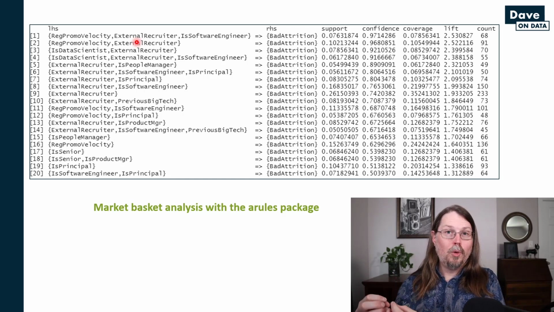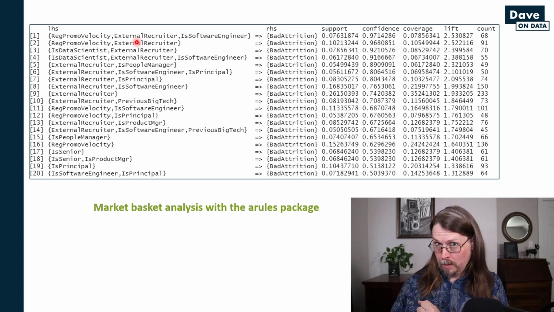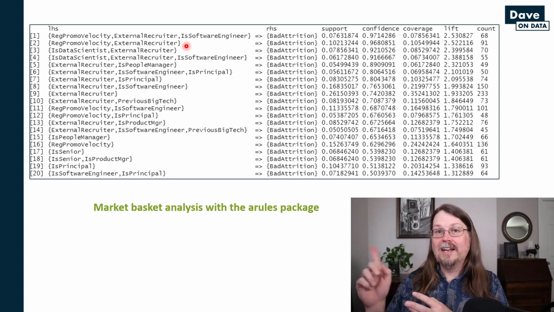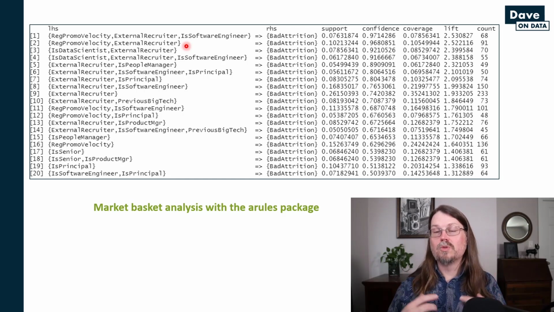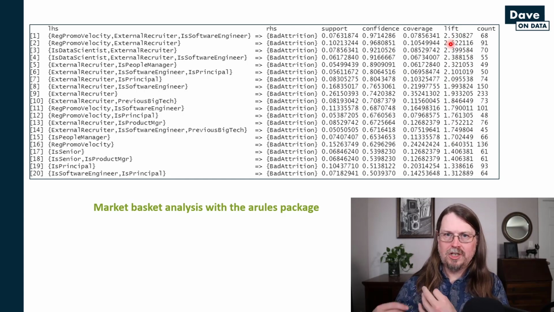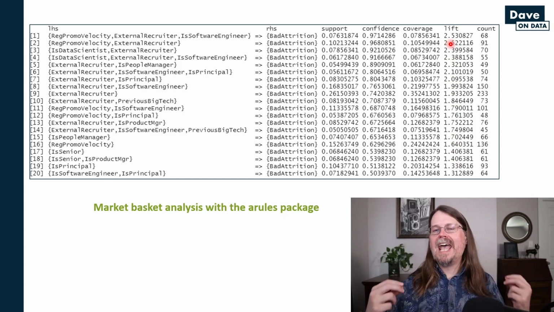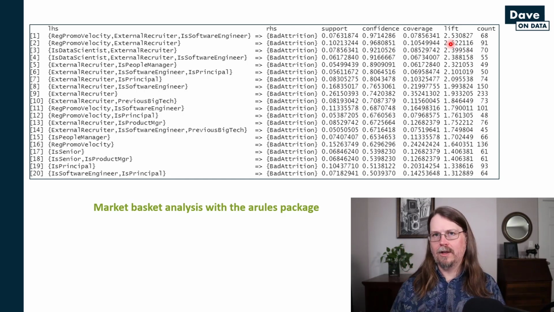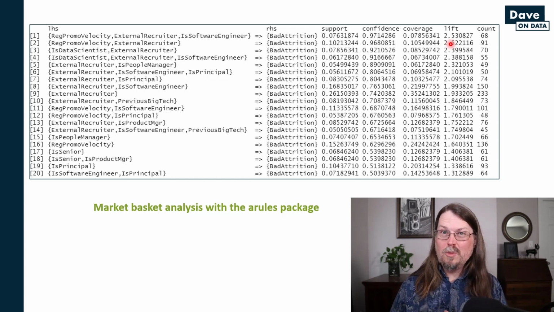Regular promotion velocity combined with this fact that the employee was sourced from an external recruiter, and is a software engineer. So a software engineer that had regular promotion velocity and came to the company via an external recruiter. Those three factors were by far and away the most associated with bad attrition. And what this output tells you, and I'm not going to drain it all because I know it's a bunch of numbers, just look at this column right here, just the lift column. This combination of HR factors is 2.5 times more likely to be associated with bad attrition than anything else. 250%, 2.5 times more likely.